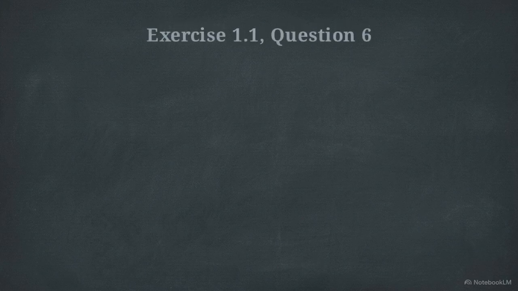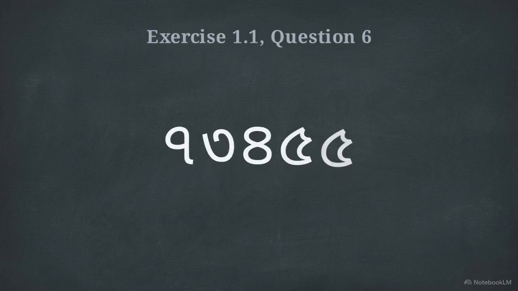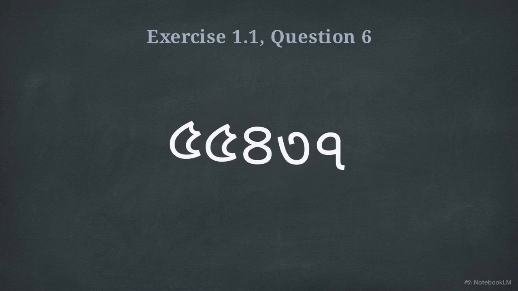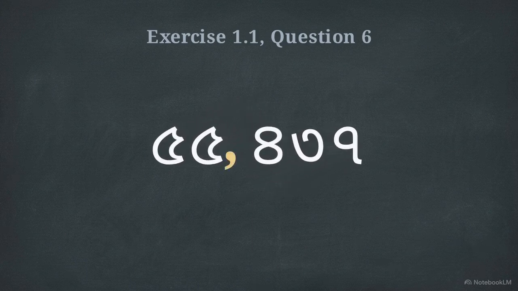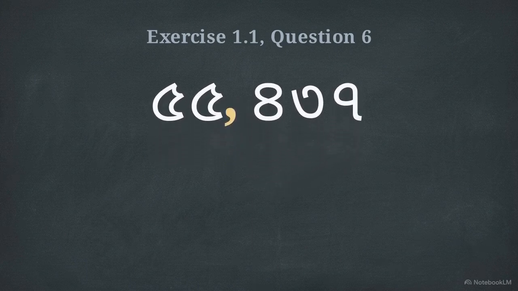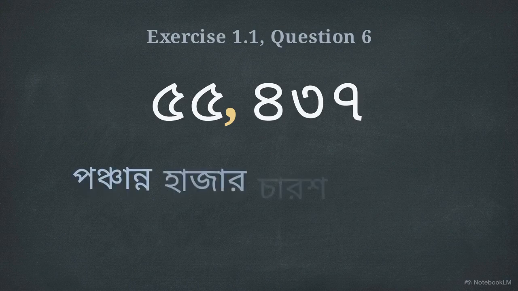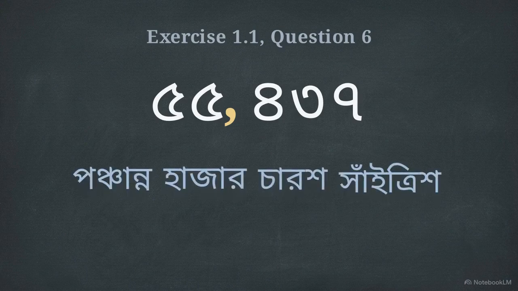Our final task in question 6 is to take a specific 5-digit number and reverse the sequence. We take 73,455 and rearrange the digits from back to front. Applying the comma rule gives us 55,437. We then write this out in its full Bengali word form to complete the final exercise.